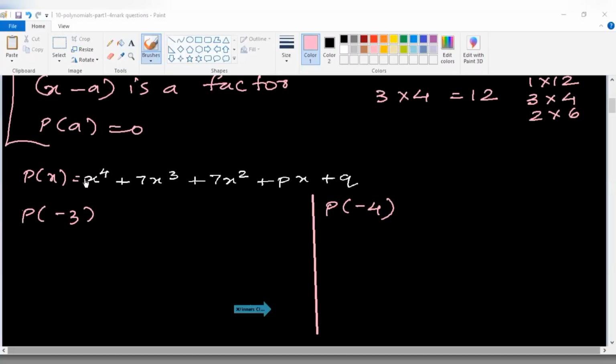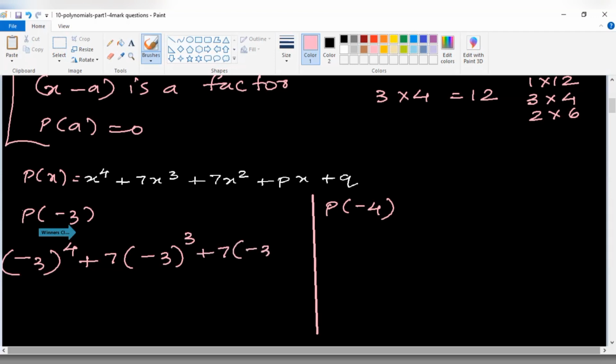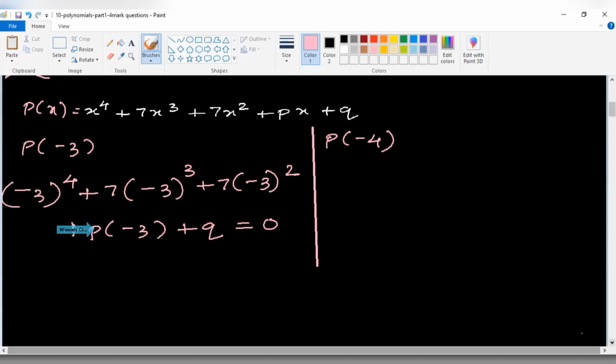So let us take the given polynomial as P of x. This is written here. Now we will check P of minus 3. That is, in place of x, we have to give minus 3. So it will become (minus 3) whole raised to 4 plus 7 into (minus 3) whole cubed plus 7 into (minus 3) squared, then plus p into minus 3 plus q. This should be 0 because x plus 3 is the factor. So P of minus 3 is 0.